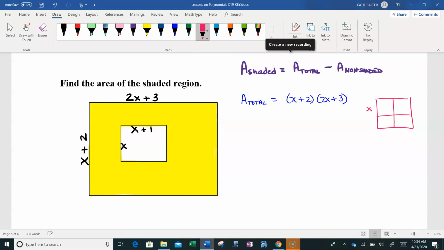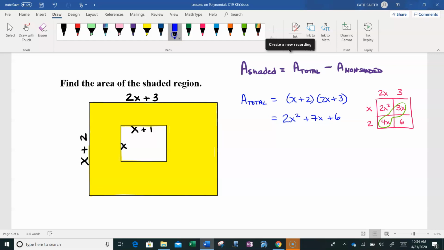So I have x and 2, and then 2x and 3. x times 2x is 2x squared. x times 3 is 3x. 2 times 2x is 4x. And 2 times 3 is 6. If we look right here, we can see we've got like terms, that 3x and 4x, so we're going to add those together. So the total area is 2x squared plus 7x plus 6.